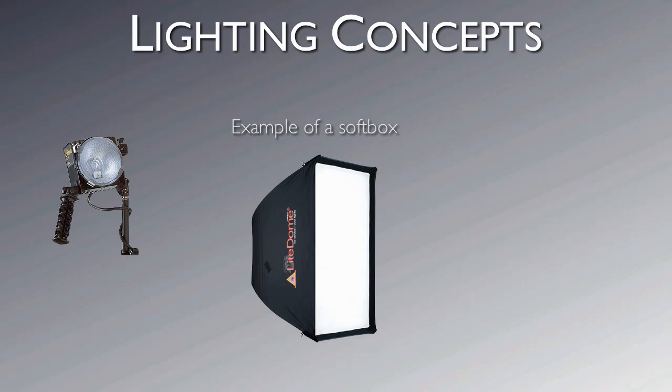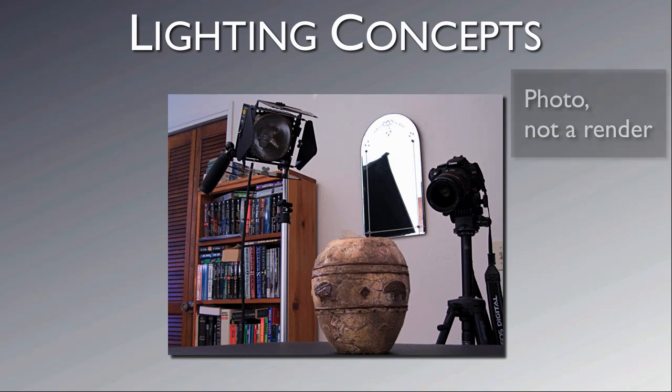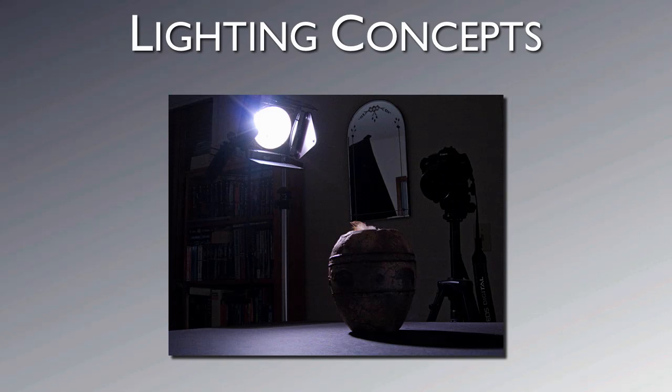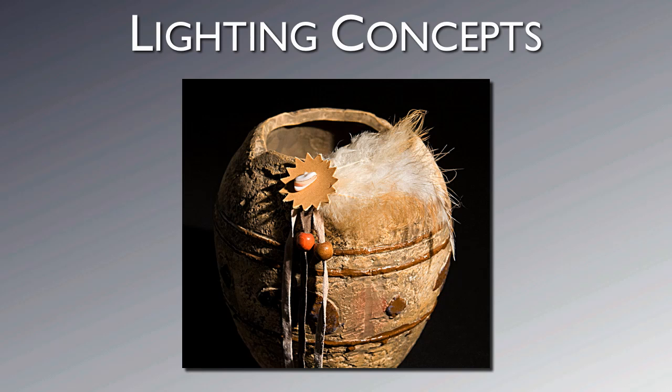Let's do a simple experiment. Here is our subject, and here is our spotlight. Let's turn on the spotlight, and here is the result of the light. Notice the harsh light resulting in sharp shadows. The spot is a fairly small light. This spotlight has a bulb capable of 500 watts.